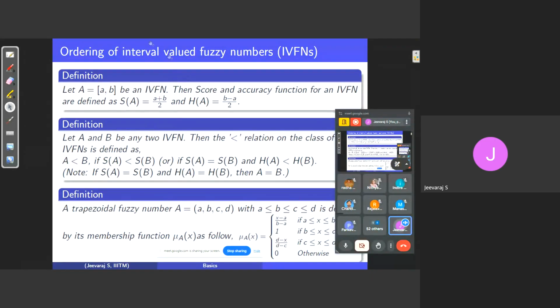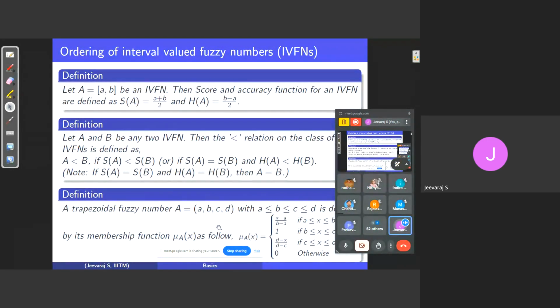Now, why did we discuss the ordering of interval valued fuzzy numbers? Because we wanted to define ordering on trapezoidal fuzzy numbers. So what are we going to be given? We are going to be given two trapezoidal fuzzy numbers.